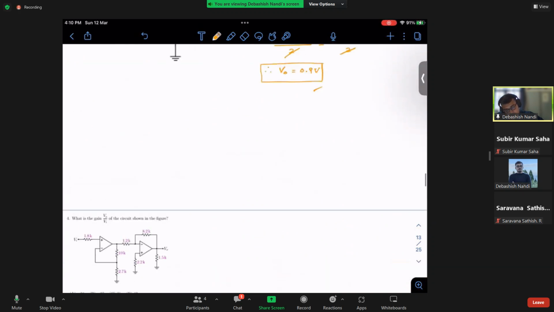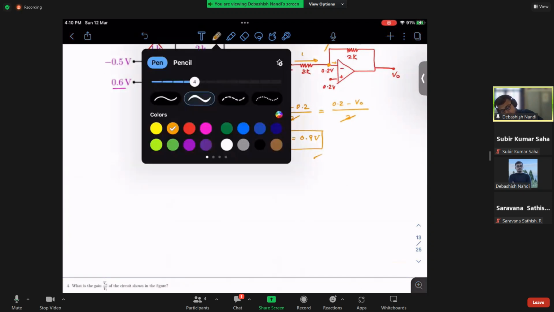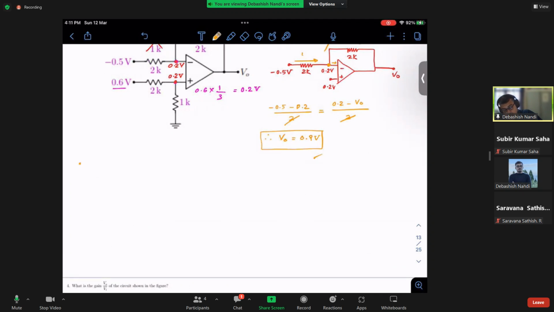Before moving on, let me tell you one more thing. Suppose you don't want to go through this much trouble of finding out whether my circuit is in negative feedback or not. How do you go about that? Let's say you have some input here, some voltage here, and some loop. How will you check whether my circuit is in positive feedback or negative feedback?